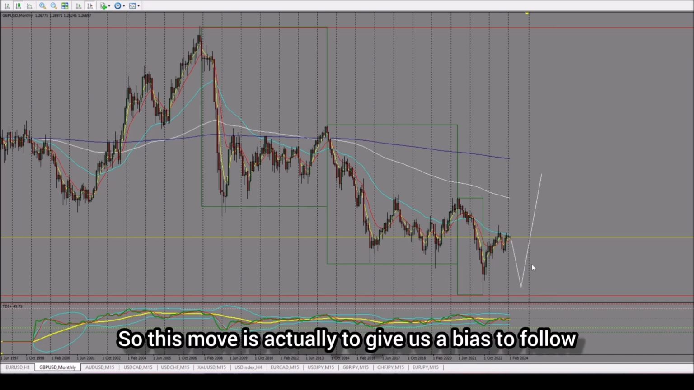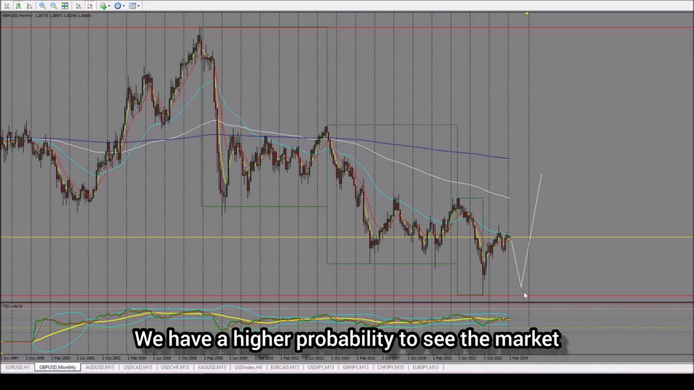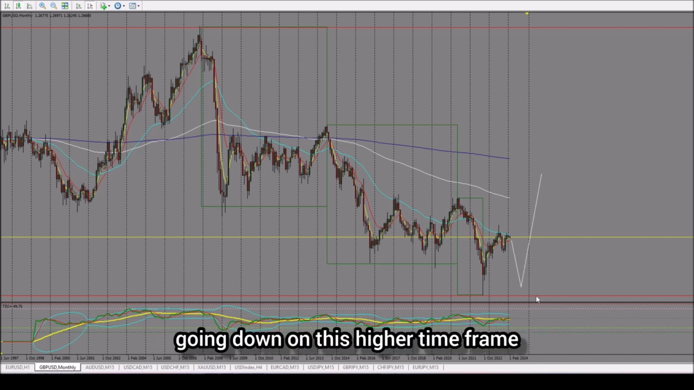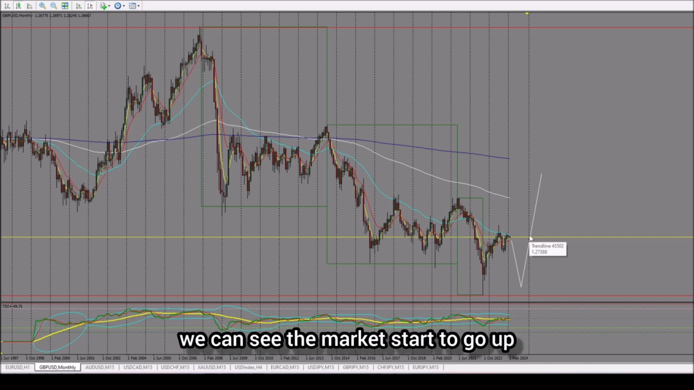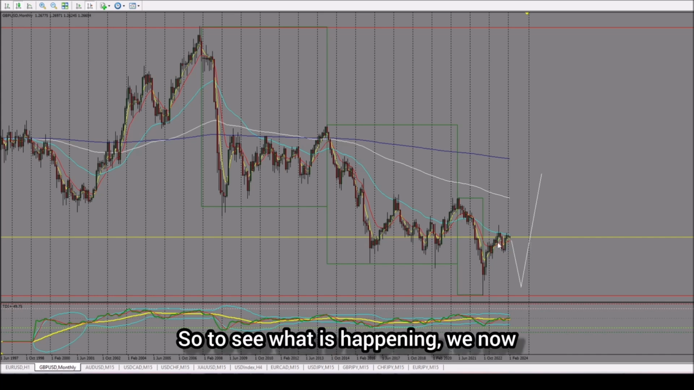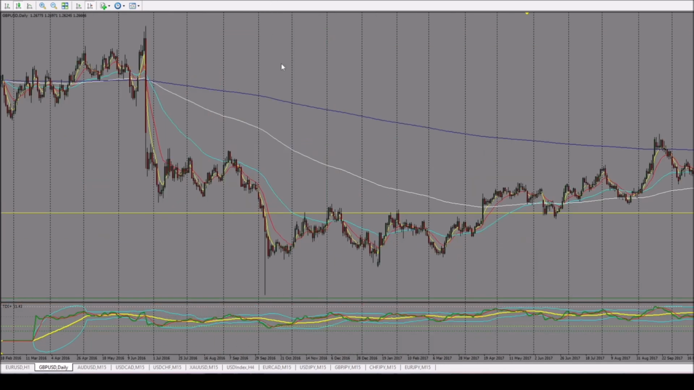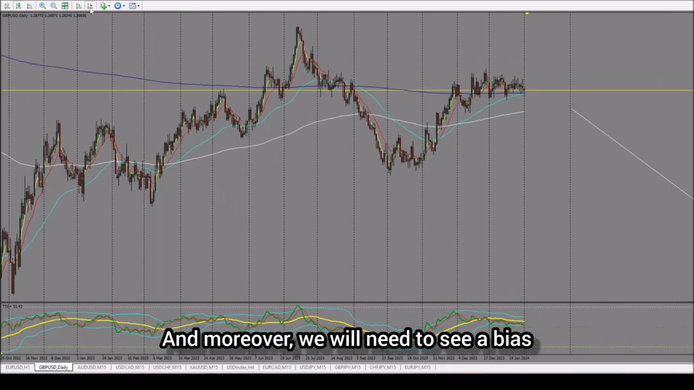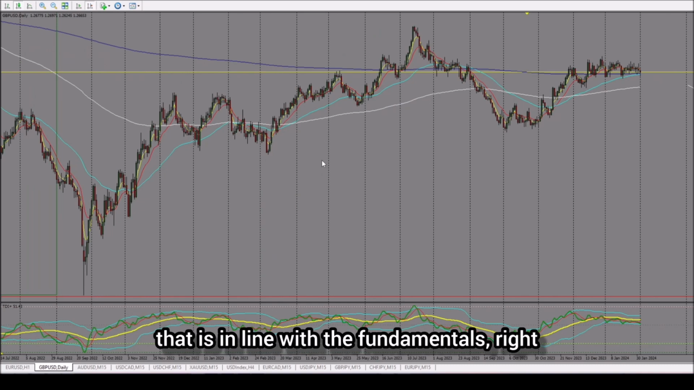So this move is to give us a bias to follow, a bias that may help us to see where the market might go. We have a higher probability to see the market going down on this higher time frame and later to go up, probably at mid 2024. Maybe we can see the market start to go up. So all these are on probability. So to see what is happening, we have already built a bias, so that bias should tally with what we can see on the lower time frames, and moreover we will need to see a bias that is in line with the fundamentals, right?